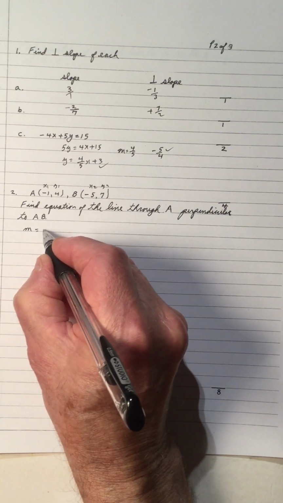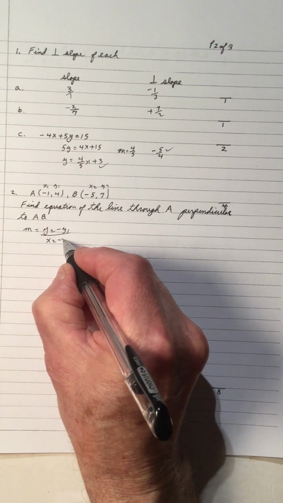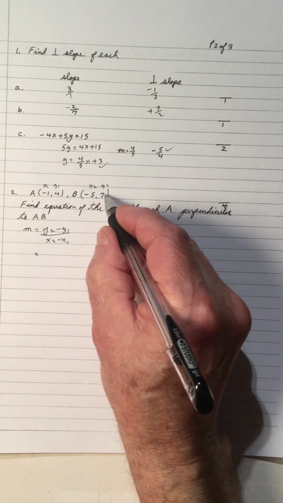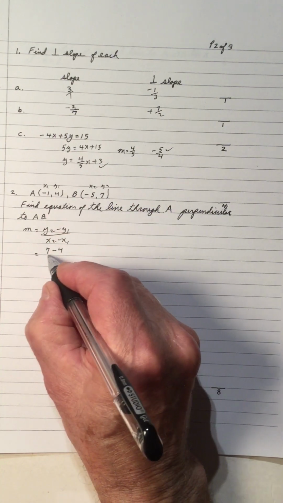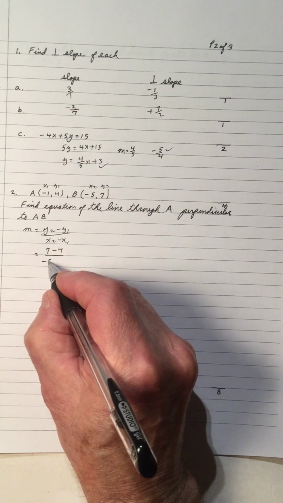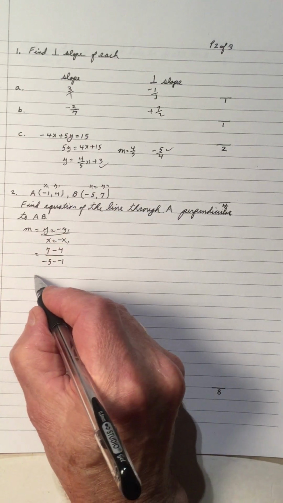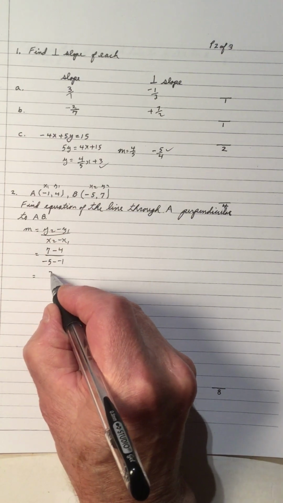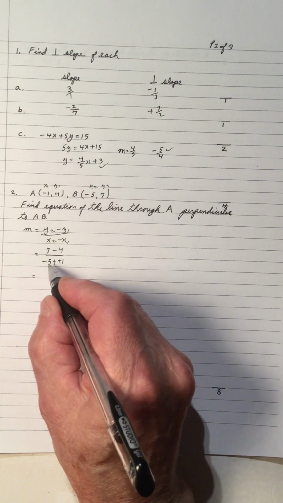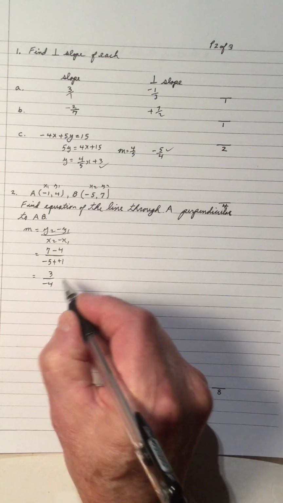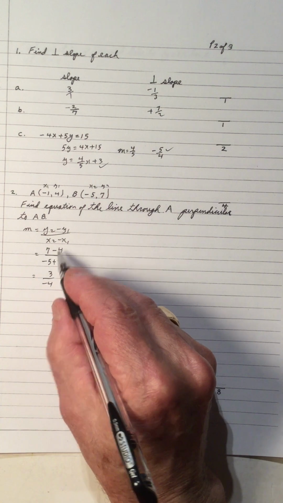So m equals y2 minus y1 over x2 minus x1. So y2 is 7, subtract y1 is 4, x2 is negative 5, subtract negative 1, x1 is negative 1. So simplify, 7 minus 4 is 3, double negative is a positive, so negative 5 plus 1 is negative 4. So that's the slope of the line through AB.